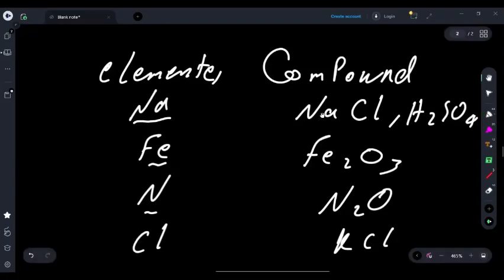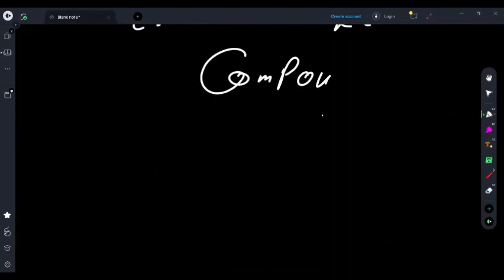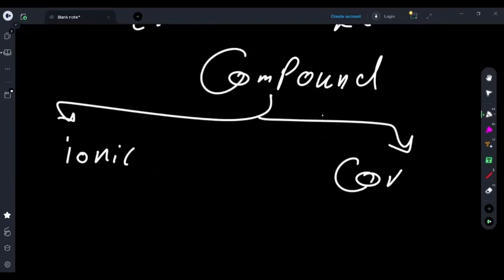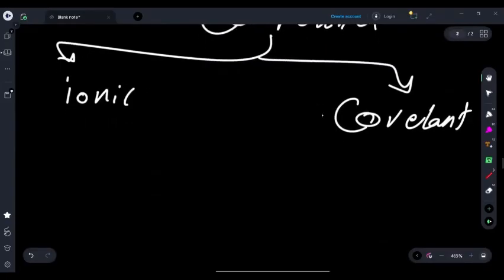Very good. Now, there are two types of the compound itself. The compound itself, there are two types of it. What is it exactly? Some of them we call it ionic. The other one we call it covalent. Okay, covalent. What exactly is the difference between the ionic and the covalent compound?